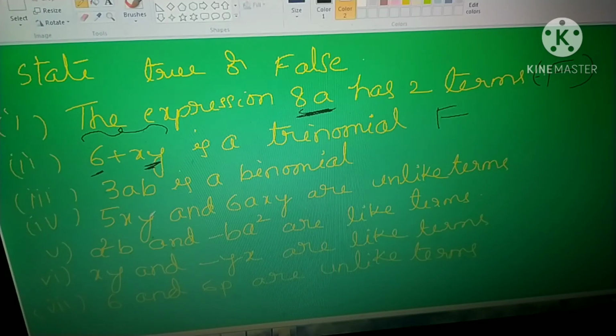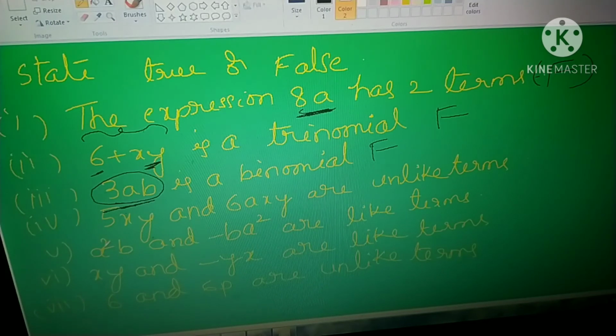Now see, 3ab is a binomial. 3ab is 3 into a into b. This will come under only one term, so it is a monomial, not a binomial. Binomial means you must have two terms, like 6 plus xy. Like that you have to get two terms in an algebraic expression, then only we can say that the given expression is a binomial. Here we have only one term, so it will come under monomial. So this is also false.